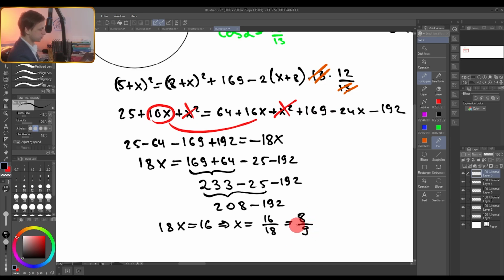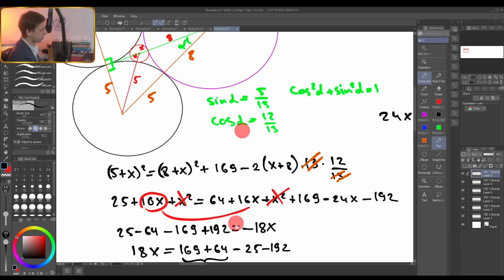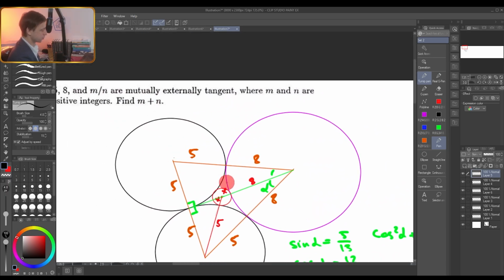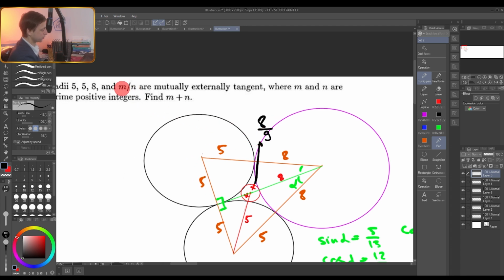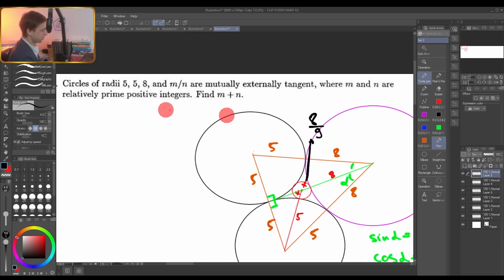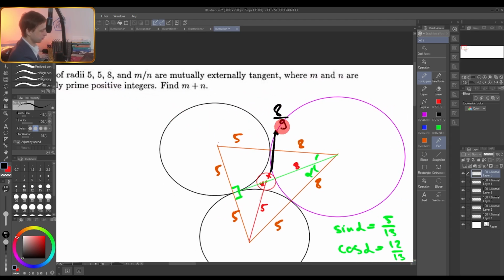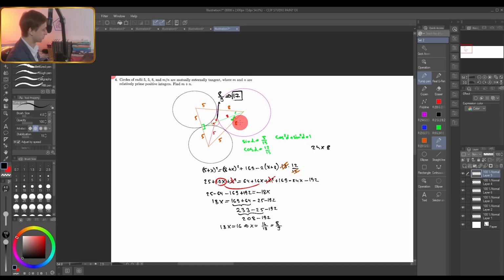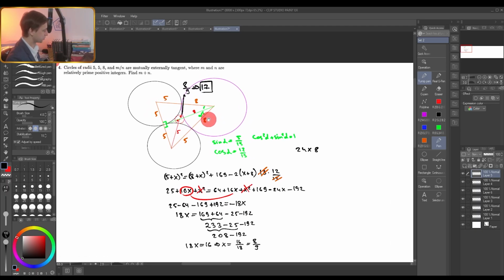So it makes a lot of sense to reduce this fraction, so x equals 8 over 9. So this radius here is simply 8 over 9. And here we are told that this radius is a fraction, m over n, and m and n are relatively prime positive integers. Of course, 8 and 9 are relatively prime, and we need to find m plus n. Well, in our case, the sum of these digits is simply 17, and 17 is the right answer for our problem. As you can see, the solution was pretty short and it's not a complicated problem.